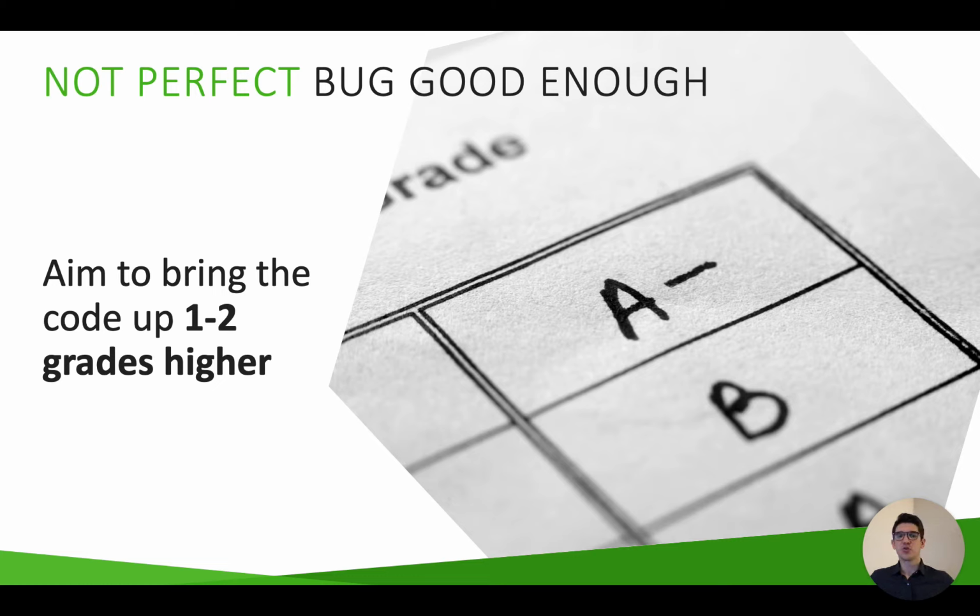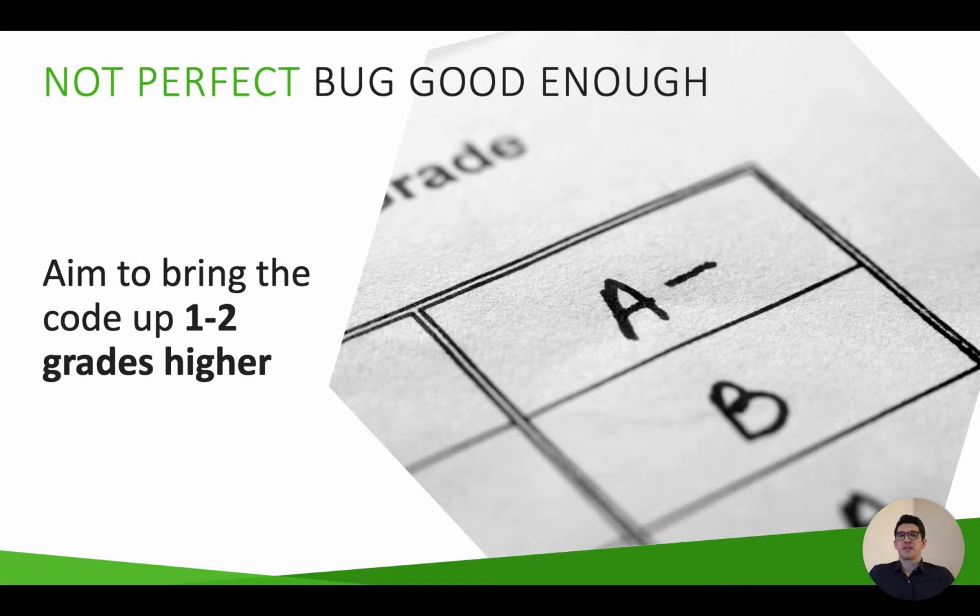There's a good metaphor of a grade system. Like in school, you have grades. If you take the American grade system, you have A, B, C, D, where A is the highest grade and D is the lowest. And when you want to improve the code in code review and change it, try to bring it up by 1 or 2 grades. Try to bring it from grade D to grade C, from grade C to grade B or A.